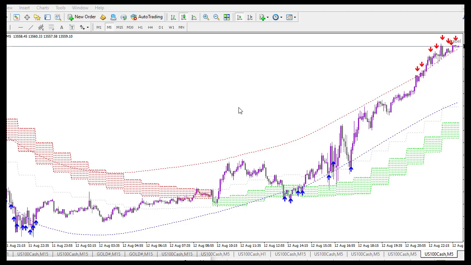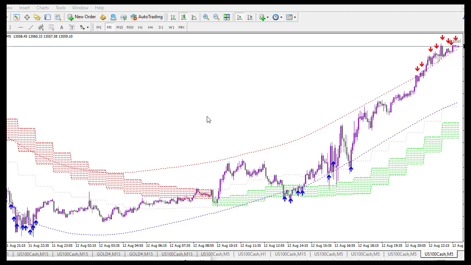Make sure you watch the video to the end. I'm going to show you the adjusted settings I use for each indicator, because this is not the default setting. I have to play with the settings for me to come up with this particular setup, as you can see on the screen on my chart.